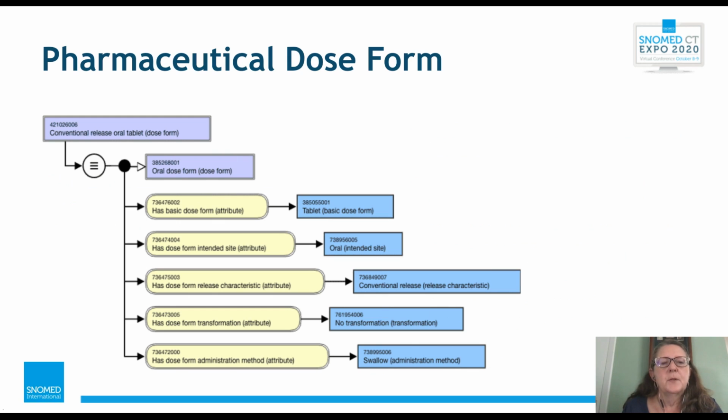And an example of a pharmaceutical dose form, again, I apologize, but there are several attributes for this one. So a conventional release oral tablet is an oral dose form. Its basic dose form unit is a tablet. Its intended site will be oral. Its release characteristic is conventional release, as opposed to prolonged or extended release. Its dose form transformation, there is no transformation for this particular one, and its administration method would be to swallow.